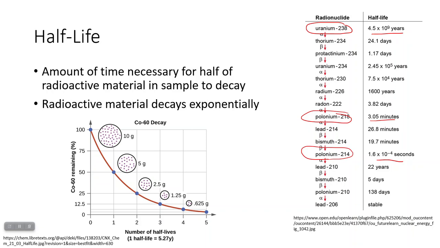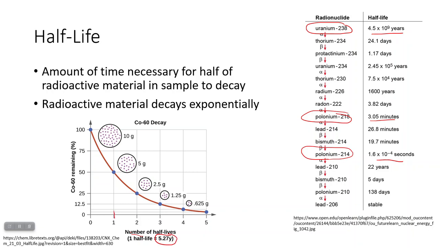And then you can use this concept of the half-life to calculate how much of a radioactive sample will be left behind. This requires using math, of course, and I'm going to do a sample problem on the next slide. Just wanted to point out a graph here. On the x-axis, we have the number of half-lives. In this case, this element, cobalt, has a half-life of 5.27 years.